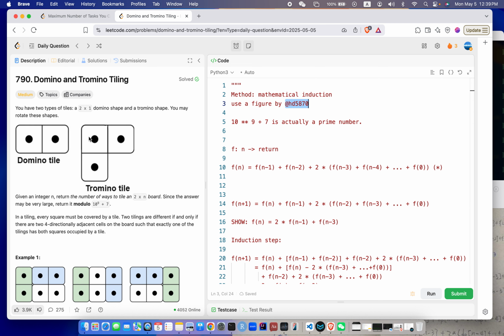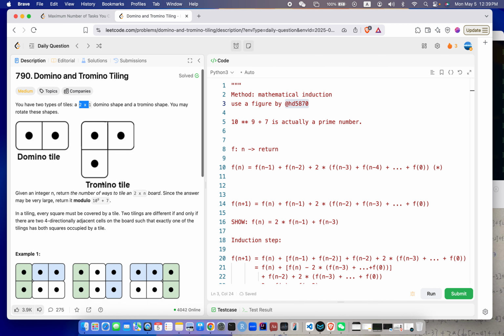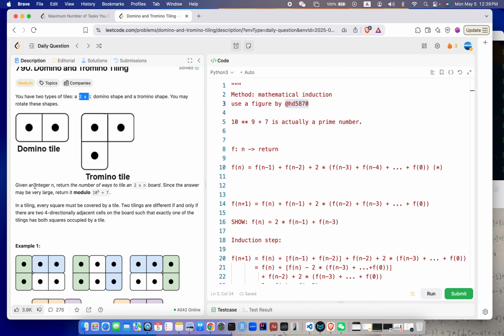So here we are given two types of tiles. One is 2 by 1 and the other is like this, a Trimino, right? So we are given an integer n, and we want to return the number of ways to tile a 2 by n board. We need to return the answer modulo this prime number.